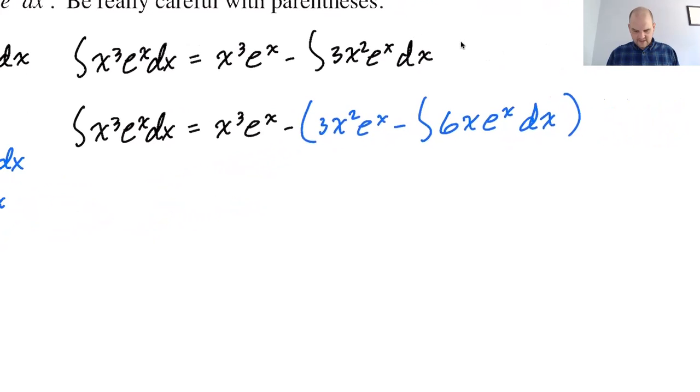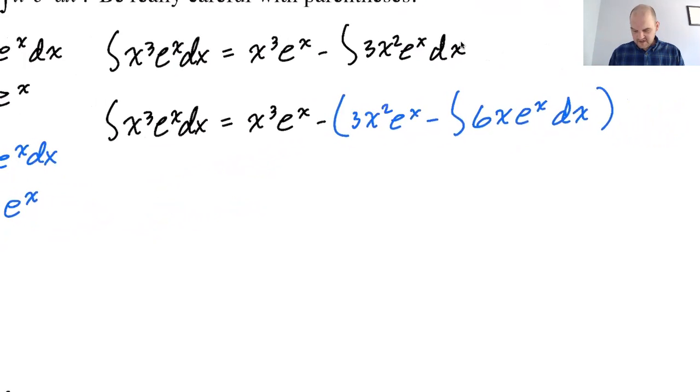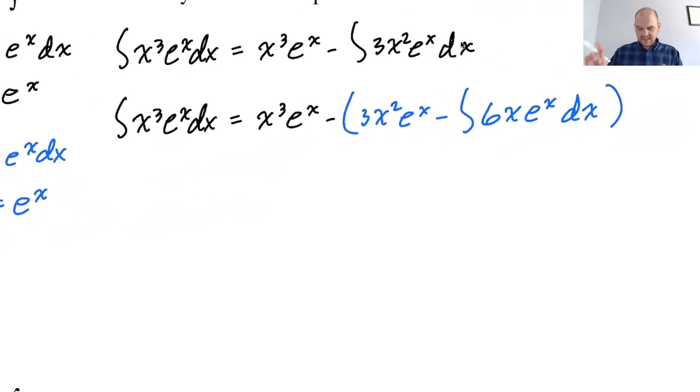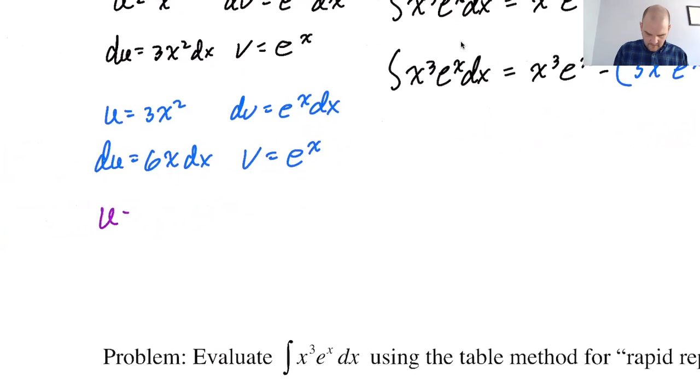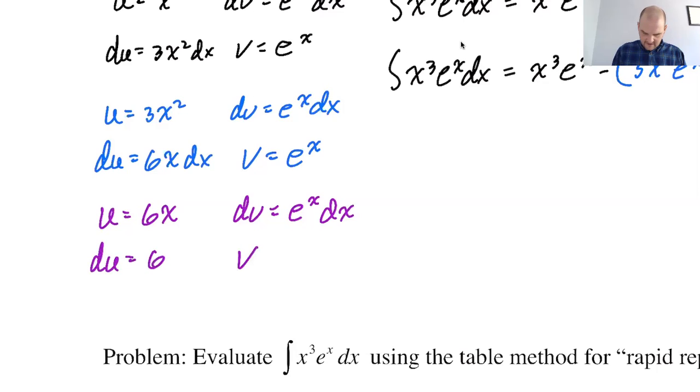Okay, so I look at this and I'm done as long as I can do that integral. But what's wrong with that integral? That's another integration by parts. So I'm going to switch colors again. I'm going to make u equal 6x and dv be e to the x dx. So u is equal to 6x and dv is e to the x dx. So du is going to be 6 dx. Sorry, everybody. And v is e to the x.